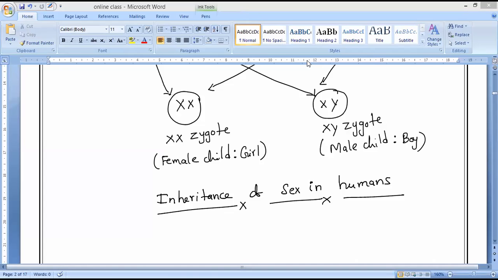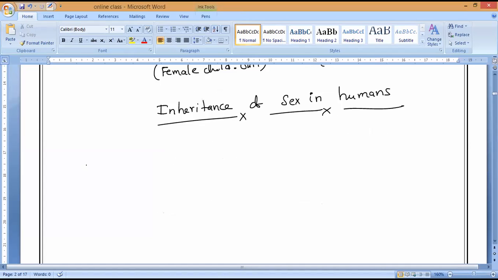Coming to the gay. What will happen is, you remember, most of the gays, you can see, what body structures do they appear to have?